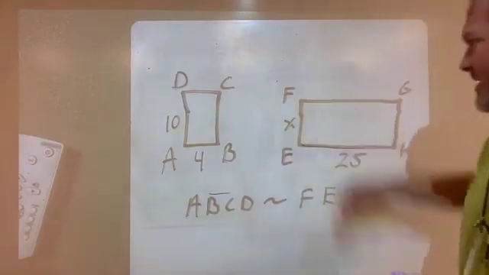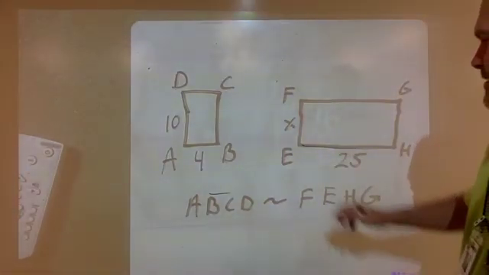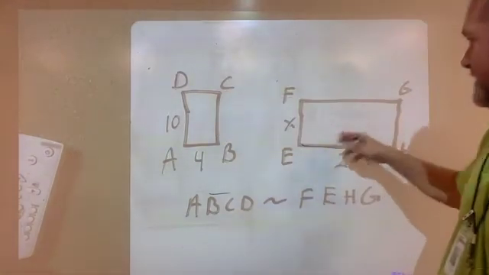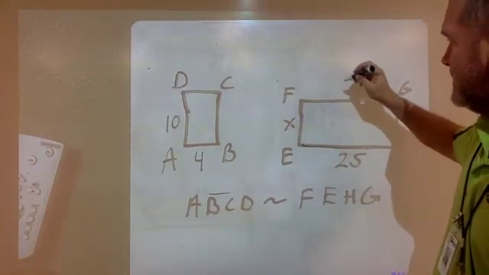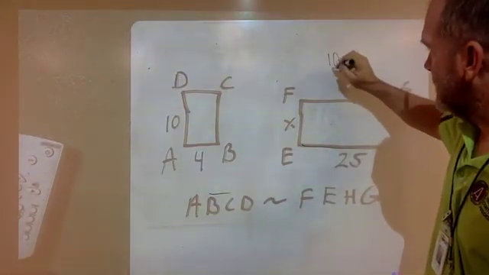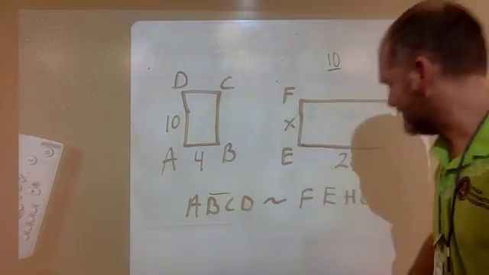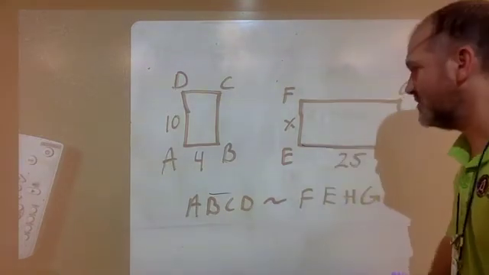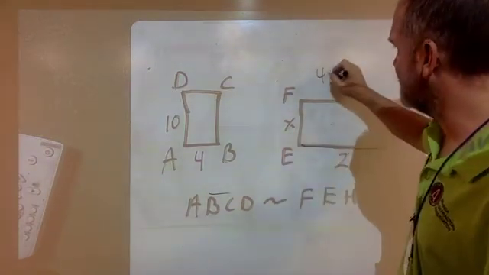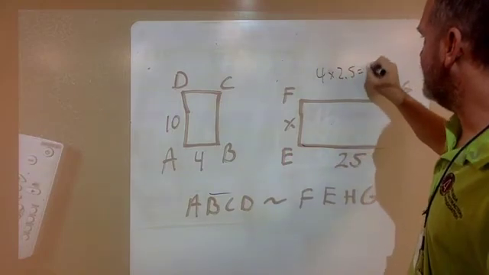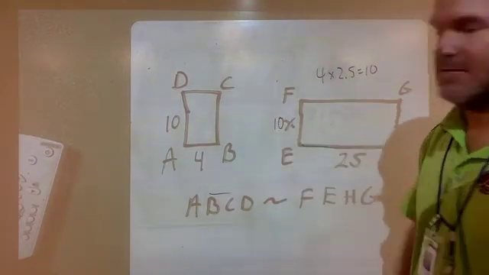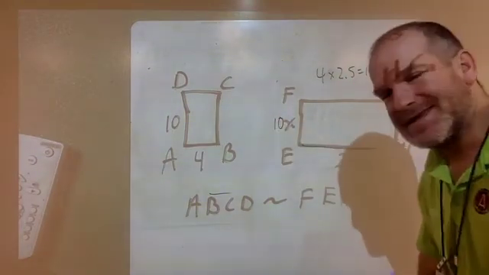All right, so how do we figure out what X is? Well, how do you get from 10 to 25? From 10 to 25, you multiply it by 2.5. So you multiply 4 times 2.5, and you get 10. So this X is 10. All right, I kind of did that in my head.